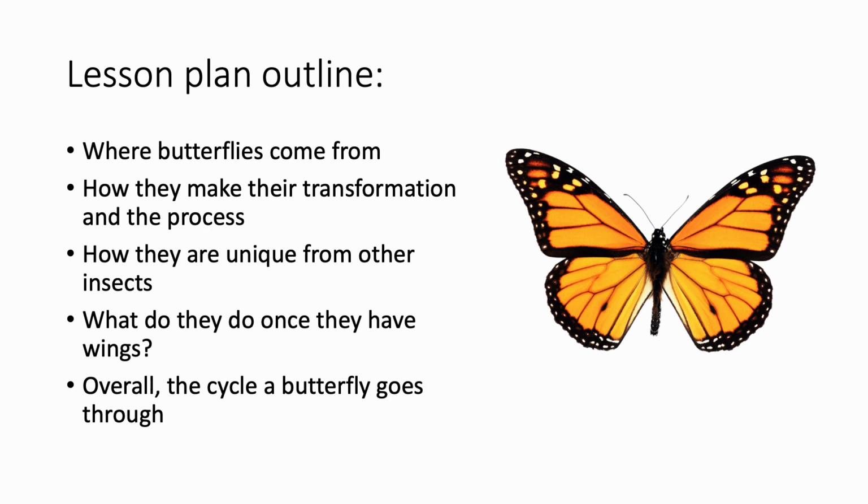To start off, our lesson plan outline is we're going to talk about where butterflies come from, what their transitional process will look like, why they're unique from other insects, what they do once they have wings, or all just what the butterfly cycle looks like, because their cycle is one of the more unique ones as we learn at a young age.